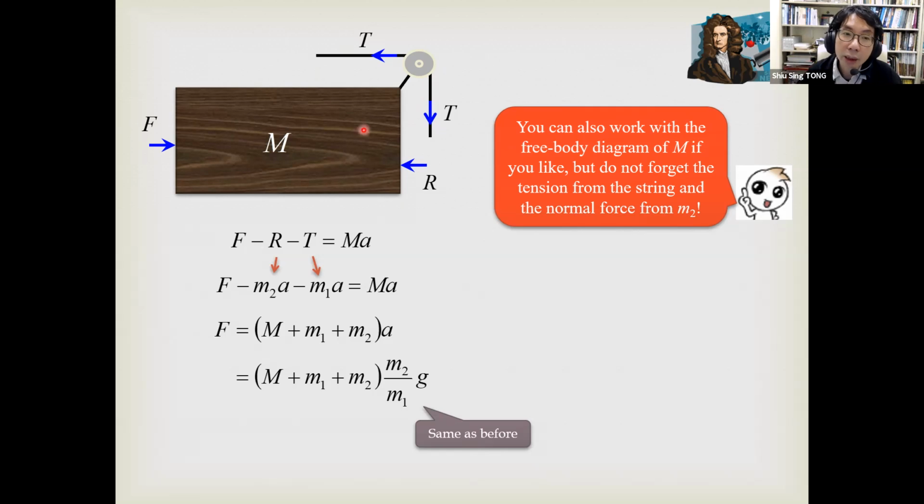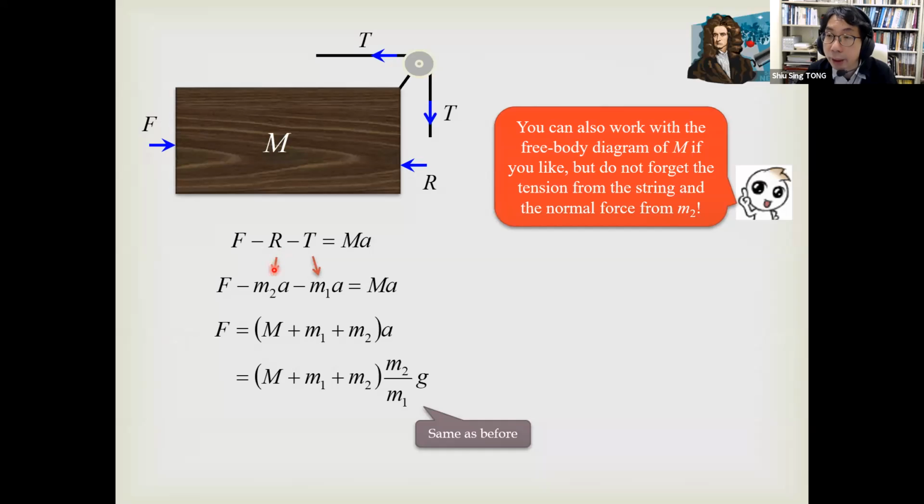Okay. Now, if we take into account all the forces acting on the trolley and we draw the free-body diagram, that would be so. And if I apply Newton's second law to the horizontal direction, I have F, the external force, minus R minus T equal to MA, right? These 3 forces are the horizontal forces, right? So the vector sum is the net force, okay?